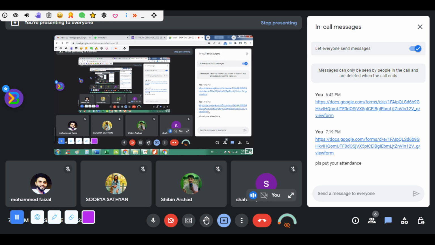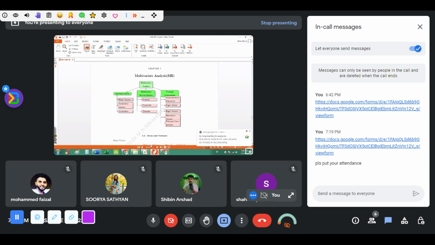So now I am starting Unit 5. I already sent the syllabus in Google Classroom. Unit 5 is multivariate analysis.